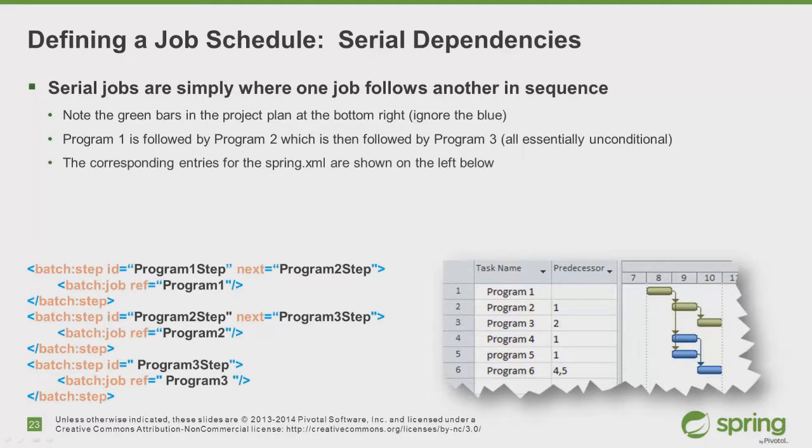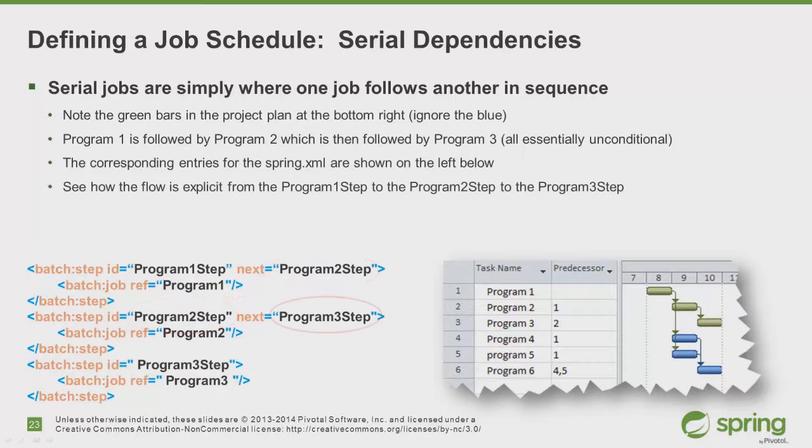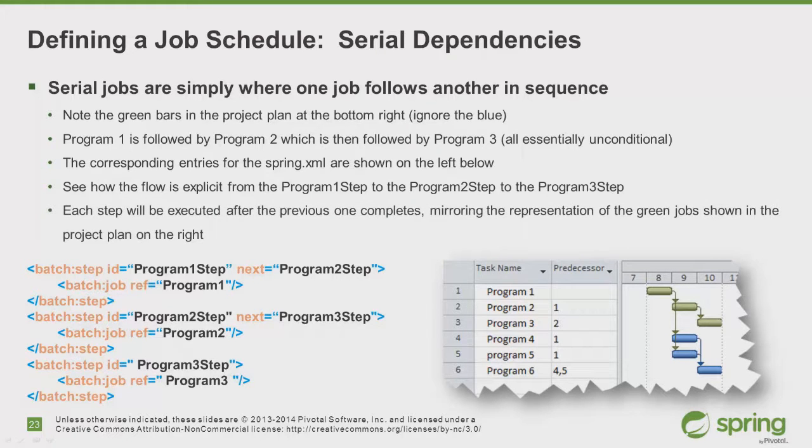On the left now, you see the corresponding Spring XML entries that are necessary to describe that. See, program 1 step is defined, followed by program 2 step, which is followed by program 3 step. These are controlled by the next clauses. So again, looking closely, it's program 1 step runs program 1, and it's followed by program 2 step, which runs program 2, which is followed by program 3 step, which runs program 3. Each step is executed right after the previous one completes, mirroring the representation that we see of the green bars over on the right.